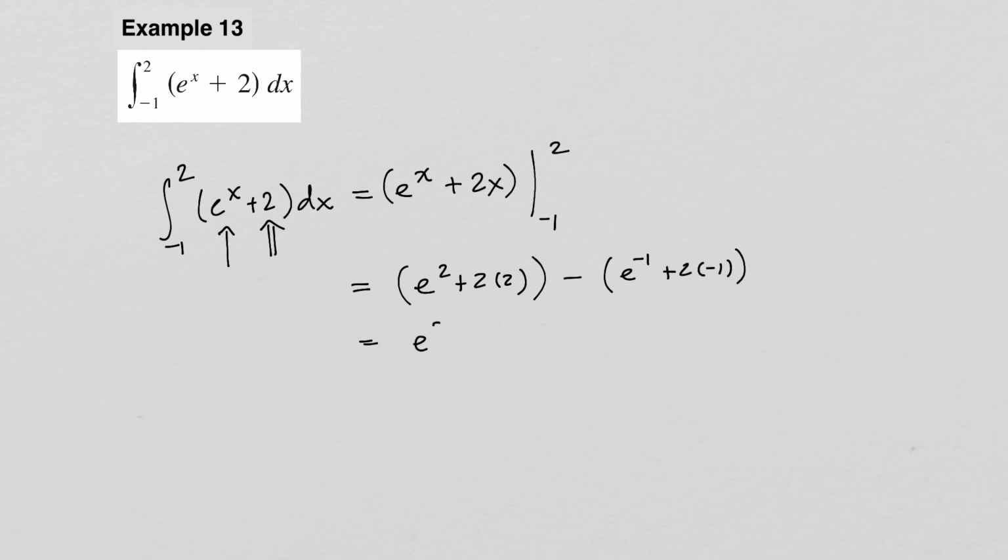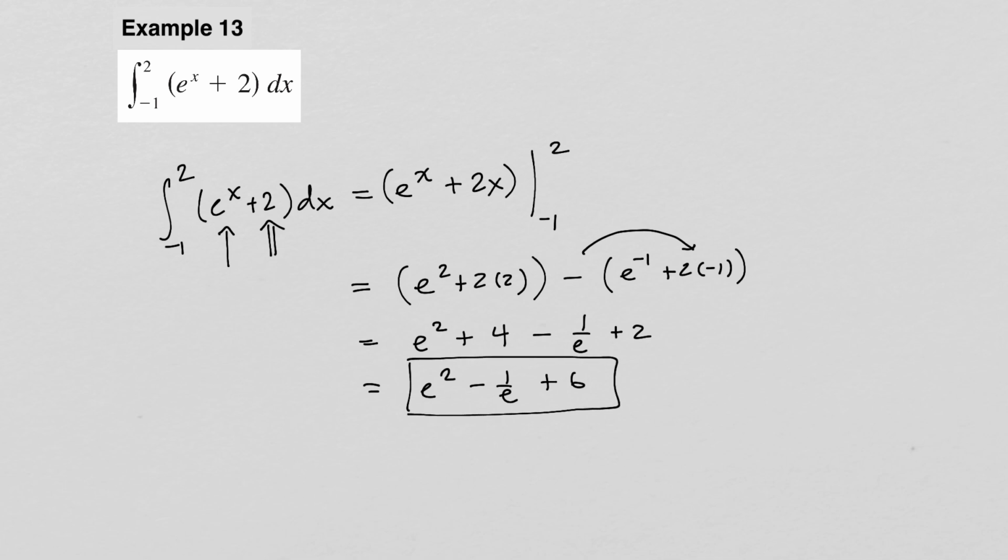Do the math. E squared is e squared. 2 times 2 is 4. E to the -1 is 1 over e. And then distribute the negative here. You're going to get positive 2. And so we have e squared minus 1 over e plus 6. And you could leave your answer like this.